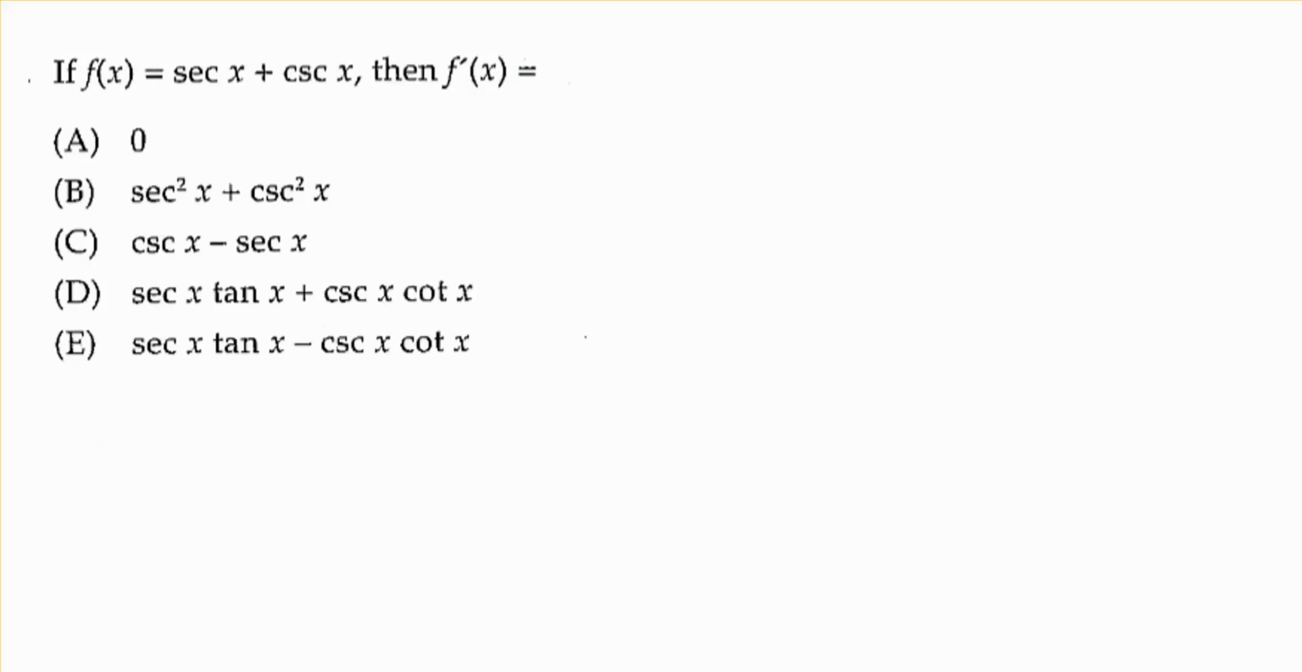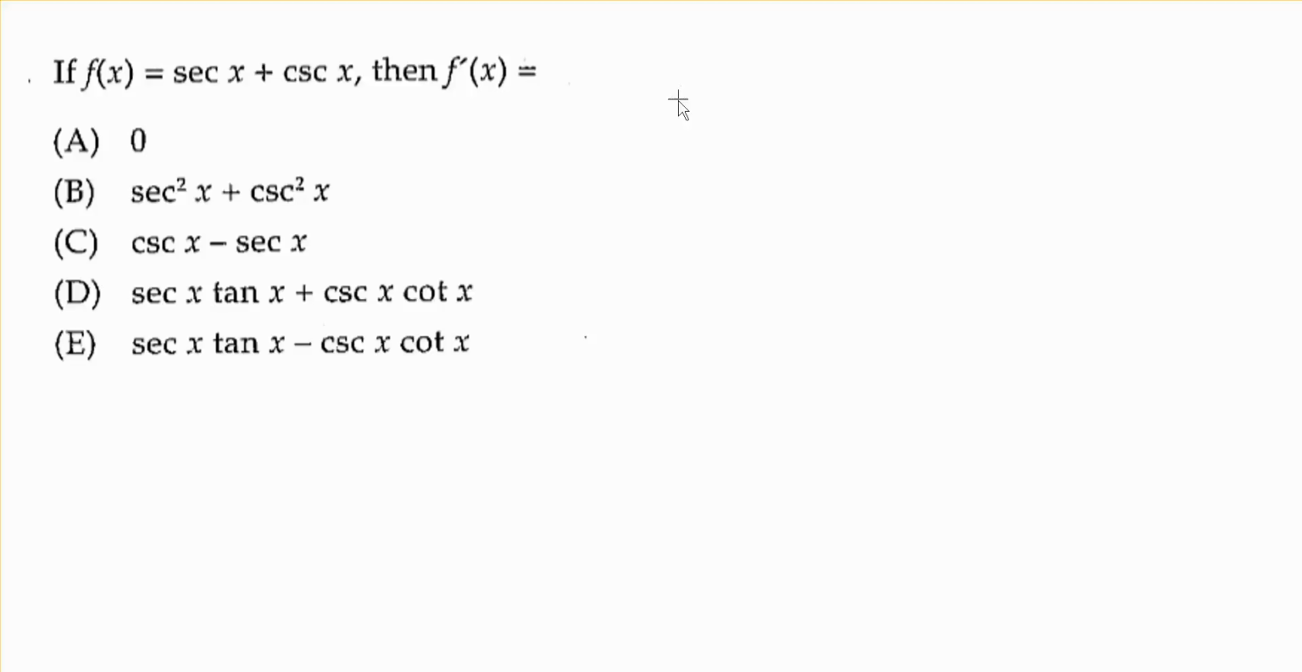All right, let's take a look. If f of x equals secant x plus cosecant x, then the derivative is, now this one could be calculator, no calculator, it really wouldn't matter. We've got to know our inverse trig or reciprocal trig derivatives. So real quick, let's go over how we find the derivative if we forget.